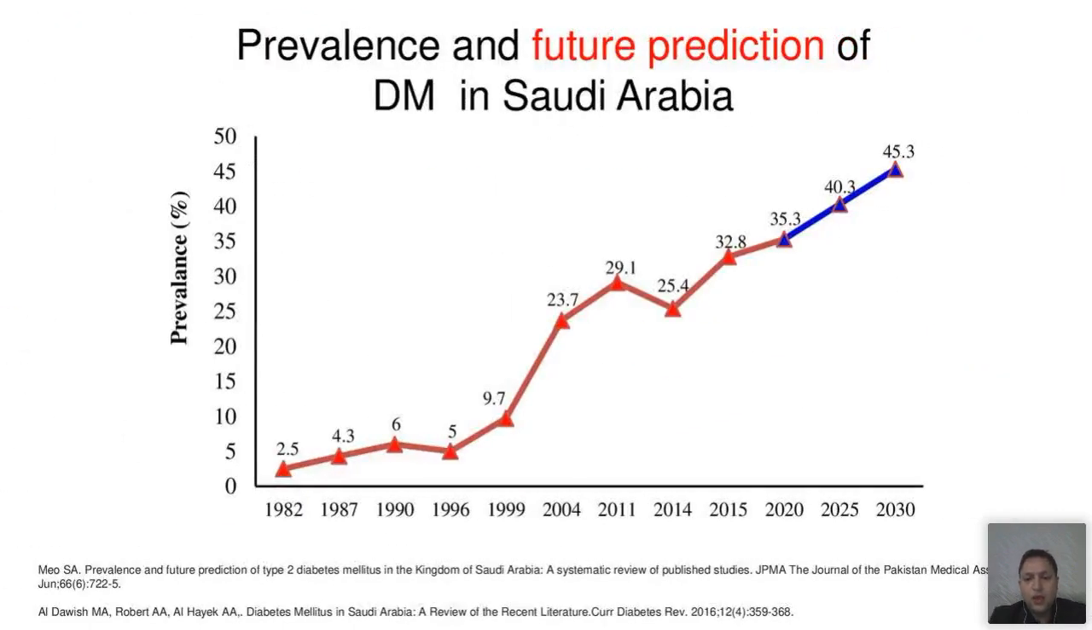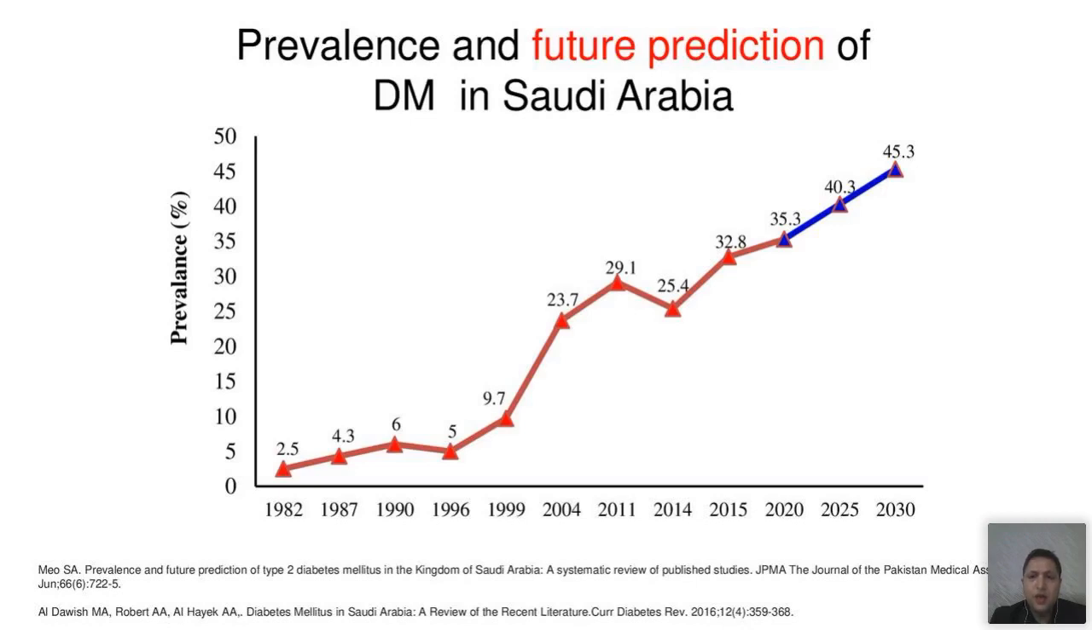If you are looking at the future prediction of diabetes mellitus as a major challenge to the healthcare system in Saudi Arabia, as all of you know, in 2004 Nusa and his colleagues gave the prevalence of diabetes in the largest national study in Saudi Arabia. They gave a prevalence of diabetes of more than 23%.